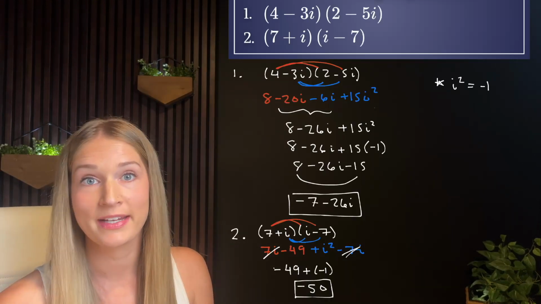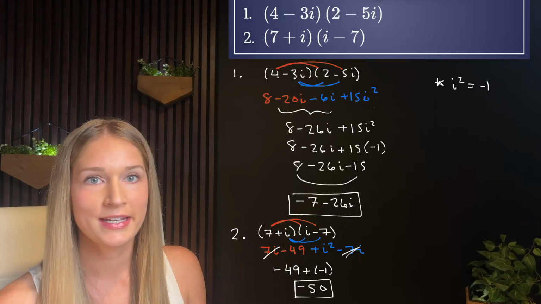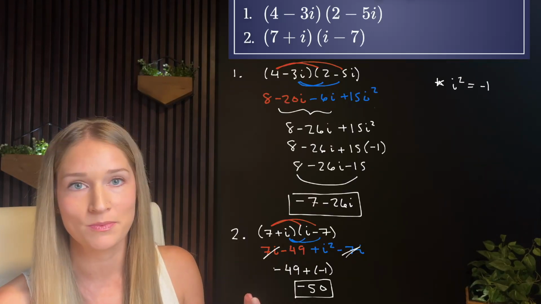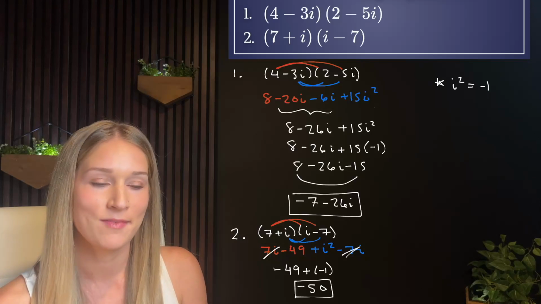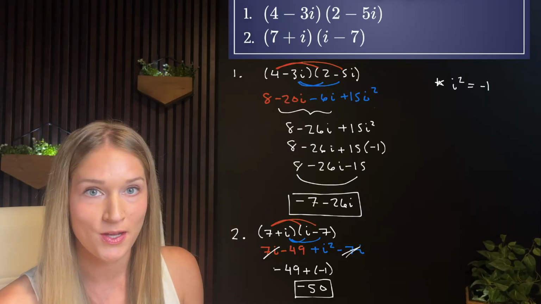In that second one, again, I used the fact that i squared is negative 1, substituted in, and I was able to combine like terms with my negative 49 to get negative 50. So those are some examples of a couple operations with complex numbers.